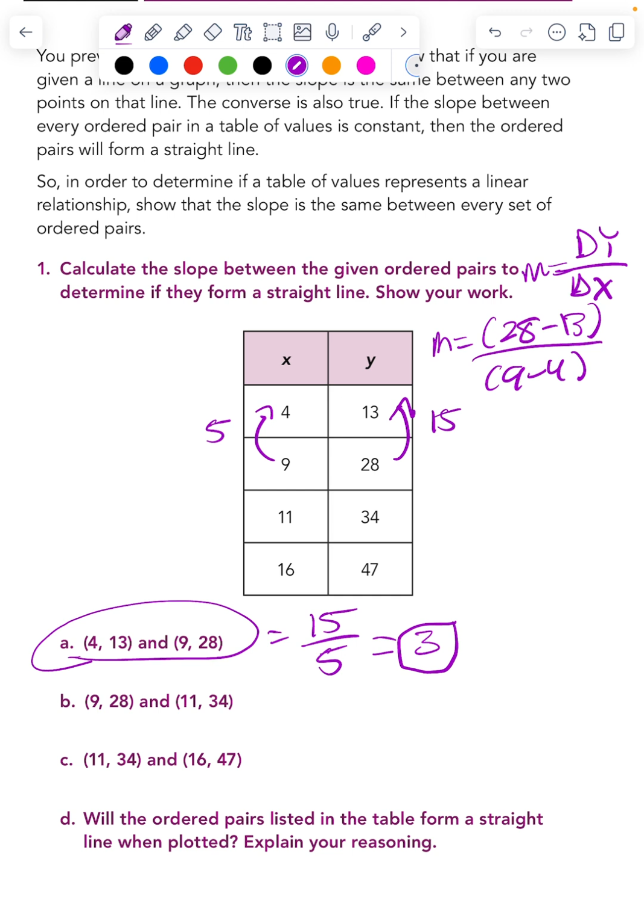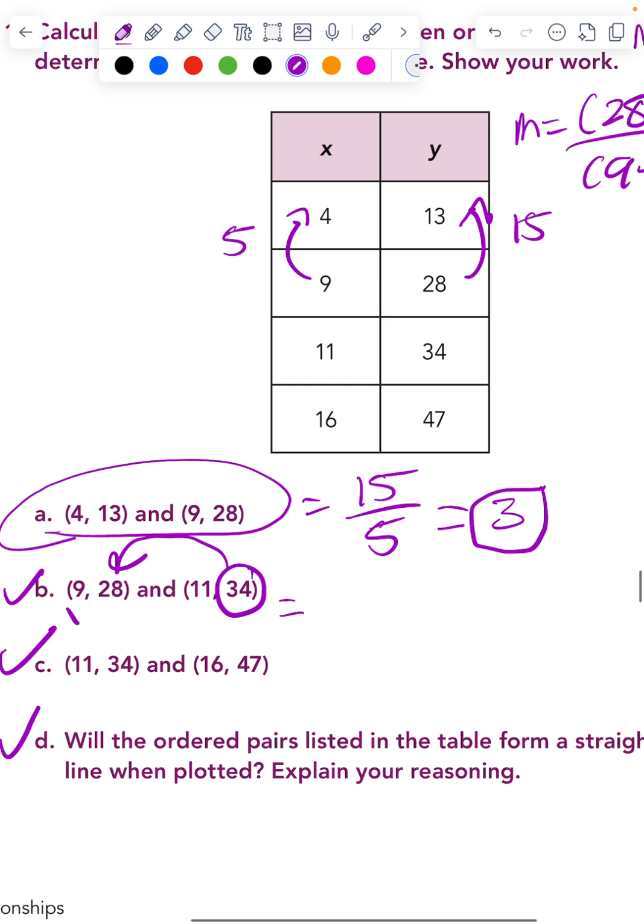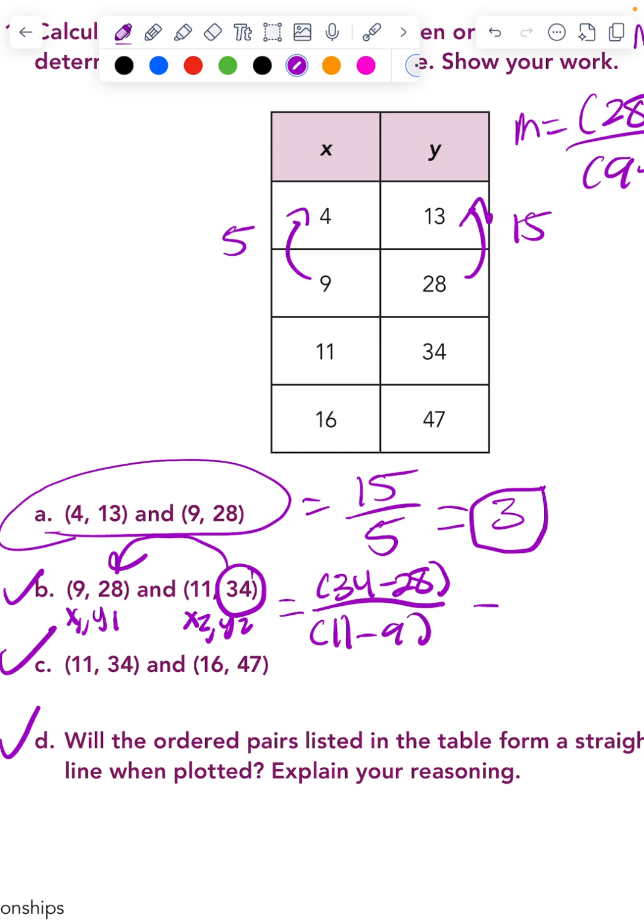Now I need to make sure the other 2 points give me the same slope. So I'm going to do the same thing again. I'm going to say 34 minus 28, because that's x1, y1, x2, y2. So 34 minus 28 over 11 minus 9. I put that into my handy dandy little calculator. That's 6 divided by 2, and guess what that gives me? 3. So it looks hopeful. It looks like I've got the same slope.